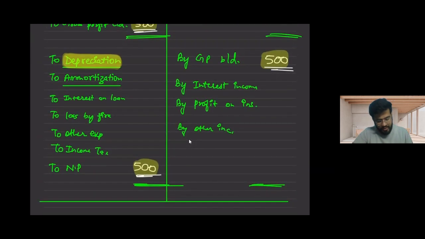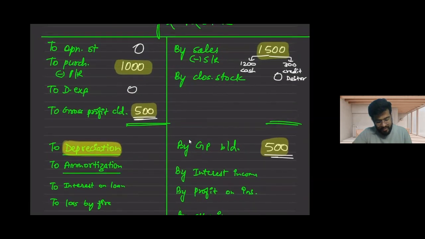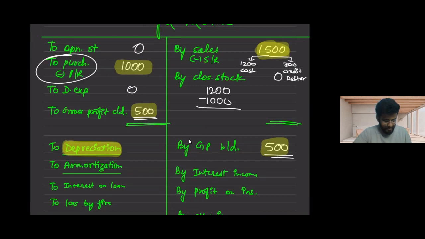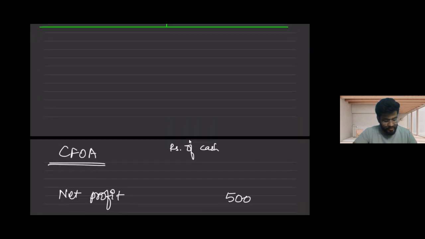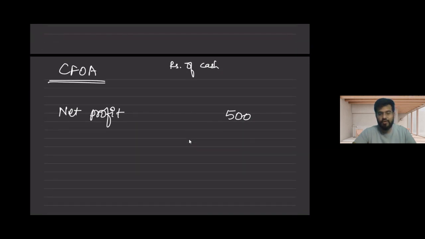However, as per the logic, I have not received this 1,500. I have just received 1,200, and out of that, I have paid my vendors 1,000 for the purchases. So I am left with a balance of just 200 rupees. The balance sheet will show cash of 200 rupees, but right now what is it showing? It is showing a net profit of 500.